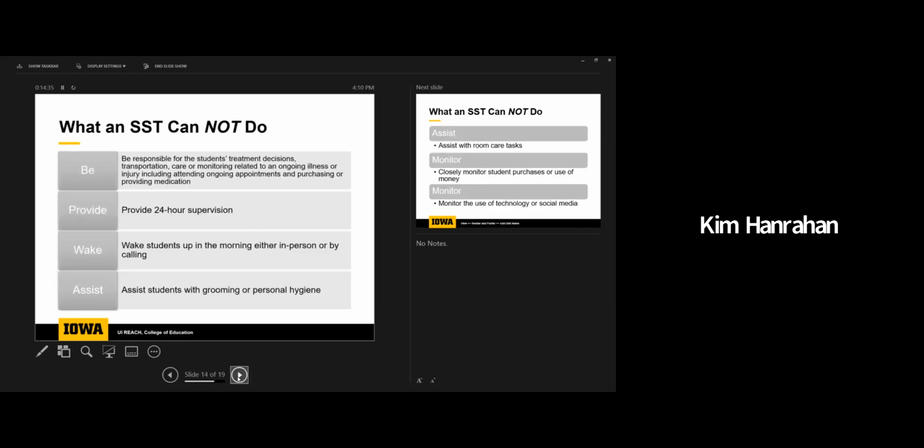We also can't be responsible for treatment decisions or transportation, care, or monitoring related to ongoing illnesses. We can help support a student in learning how to use our Canvas, our mass transportation system, but we just can't be responsible for ongoing support. We can't provide 24-hour supervision.